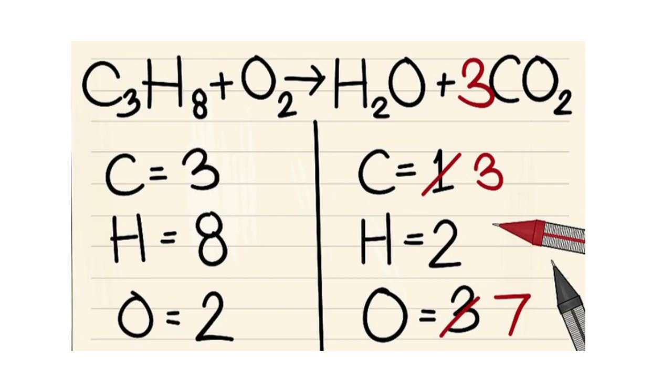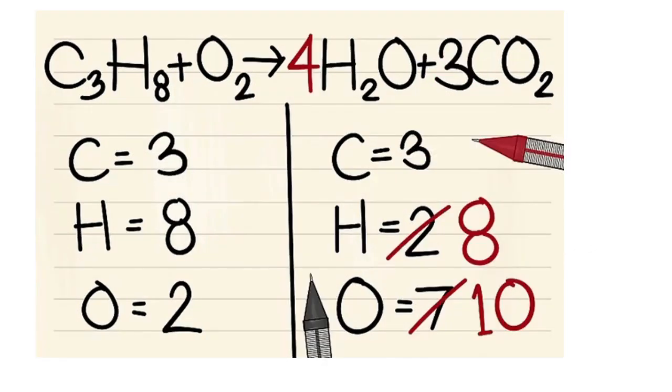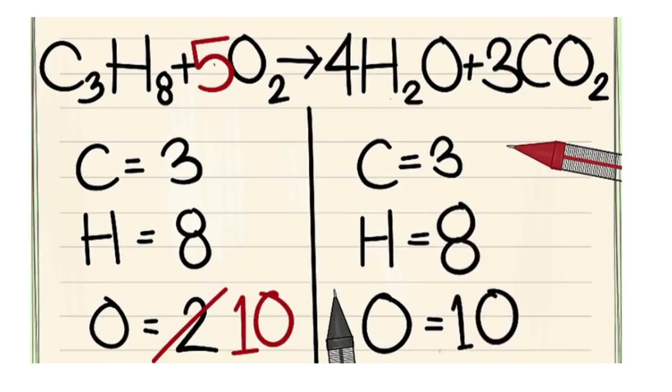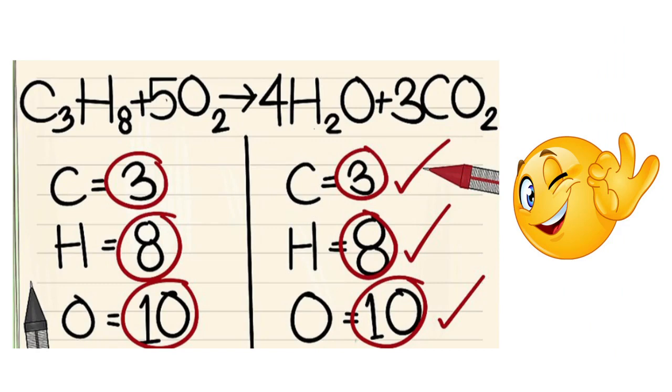I'm going to deal with the hydrogens next. Well, if I put a 4 here, 4 times 2 is 8. I now have the carbons matching and the hydrogens matching. I have 10 oxygens on the right. If I can get 10 on the left, I'm done. Well, 5 times 2 is 10. This is a balanced chemical equation, successfully balanced.